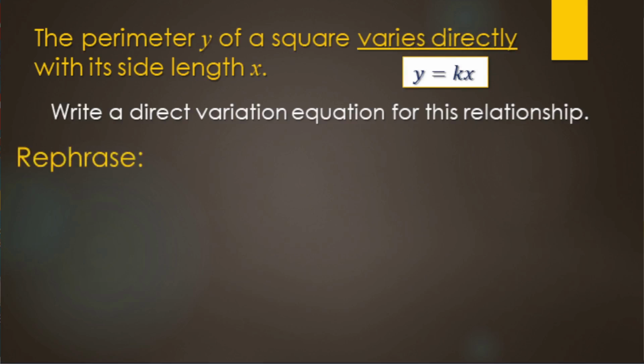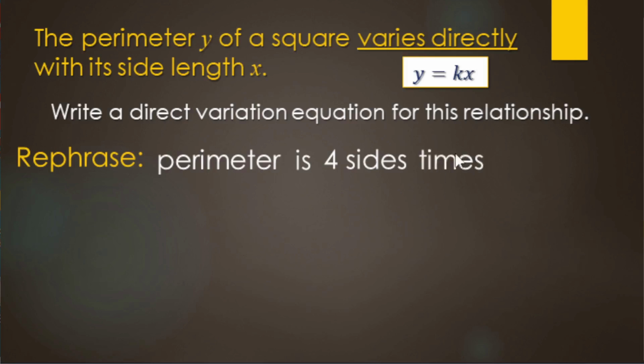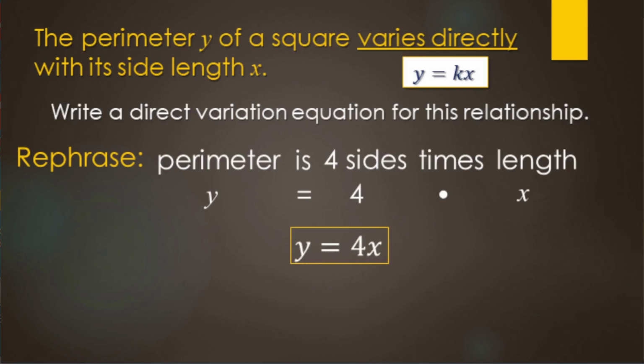So here we go. We're going to rephrase it. Perimeter is, or how do you calculate it? You're going to take the four sides and you're going to multiply it times the length of each side, right? That's how you find perimeter. You're going all the way around the square, right? So four sides, four lengths. So perimeter, remember that's going to be a y. So there's y. Is, in math, generally speaking, an equal sign. Four sides, well, that one's pretty easy. It's 4, right? Times, and then x for length. So right here, length is going to be x. So there's your answer right there. y equals 4x. And that's how you find perimeter.